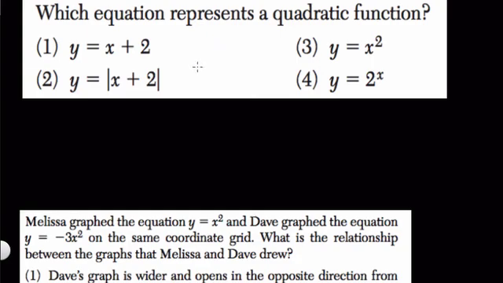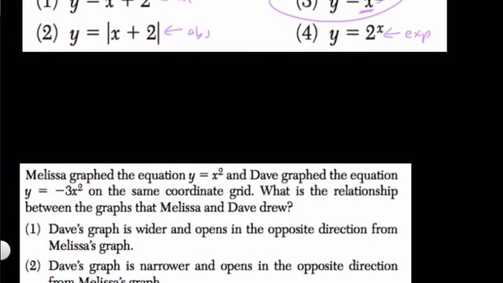Okay, which equation represents a quadratic function? Well, that's 3. Because if you take a variable raised to the second power, that's what quadratic is. This is an exponential function. This is the absolute value function. And this is linear, in case they ask you.